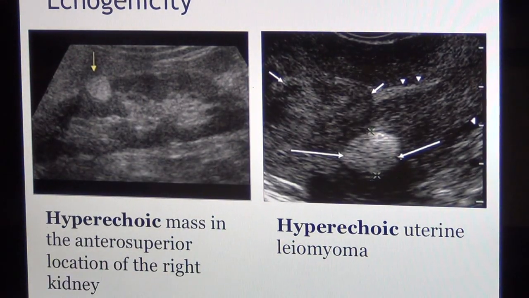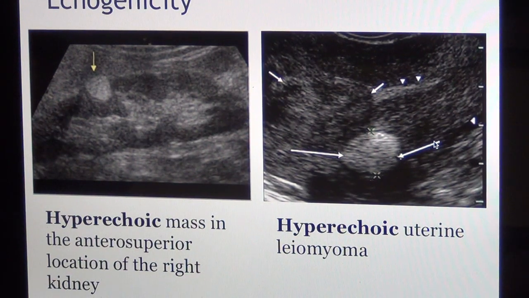Now we will discuss echogenicity. Look at here, this is the kidney. In the kidney, we see there is a mass in the arrow and it is brighter. But look at the kidney cortex here, it is darker. Look at the renal sinus, it is brighter. Okay, so this is a hyperechoic mass in the anterosuperior location of the right kidney. Here there is a hyperechoic mass in the uterus. Okay, this is a leiomyoma, but it is hyperechoic. You can say, oh, this is calcified. Yes, normally a leiomyoma is not hyperechoic. When it is hyperechoic like this view, I will say, oh, this is calcification of a mass. Okay, this is the uterus. So this is hyperechoic.